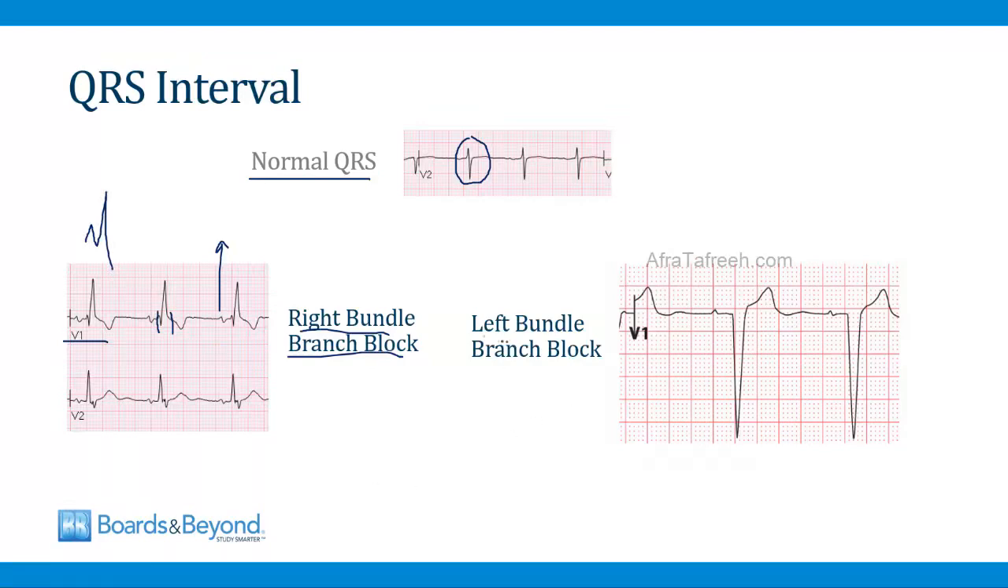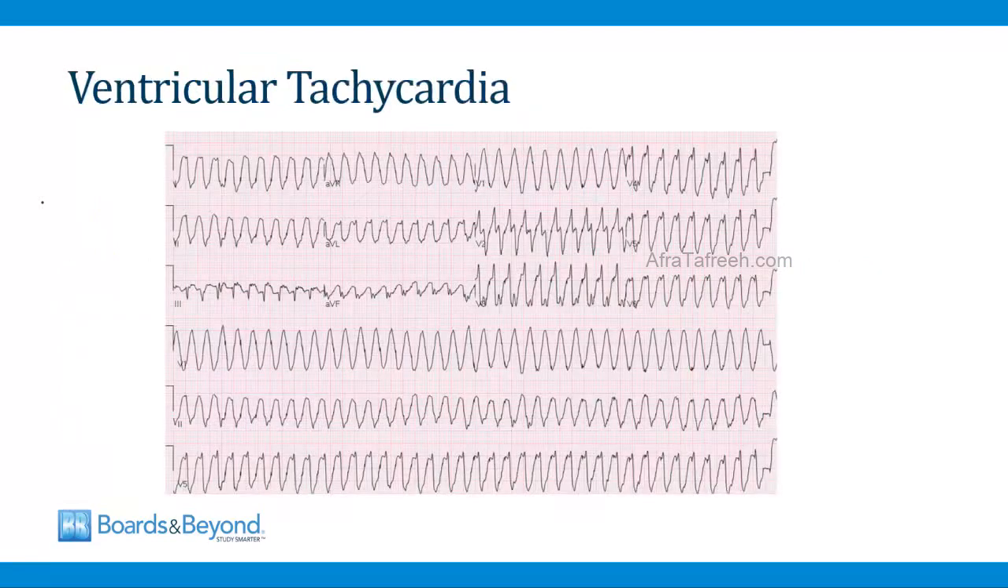On the right side of the screen is an example of a left bundle branch block. These are also easy to identify as a med student by simply looking at lead V1. If the QRS complex is pointing downward and it's wide, then it is a left bundle branch block, and that's what you have here. Shown on this ECG is an example of ventricular tachycardia.